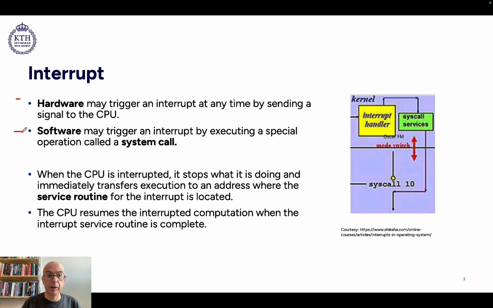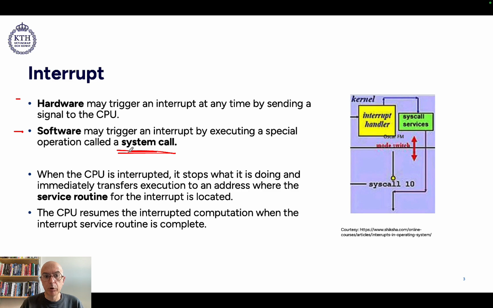Also, software might trigger an interrupt by executing a special operation called a system call. You might have heard this word already, system call. That is a way to provide an interrupt.